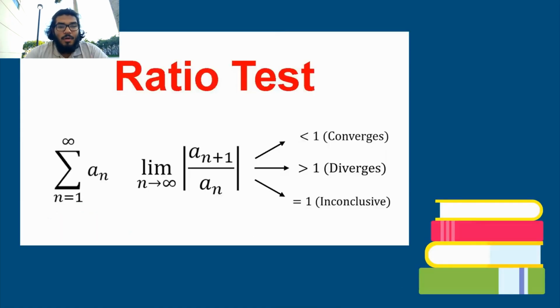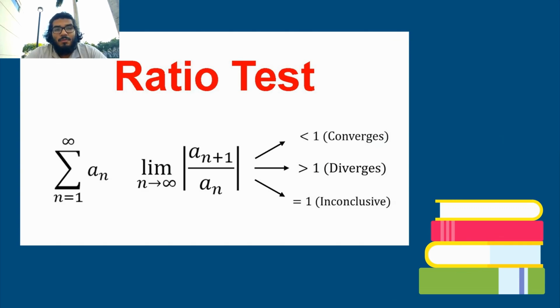Here is an example of what the ratio test would look like. We see here the sum of a sub n as n approaches infinity from 1. What you would do is take the general term and add 1 to all the n terms. Then you divide it by a of n, in absolute value. Once you take the limit of that, the result is your answer.